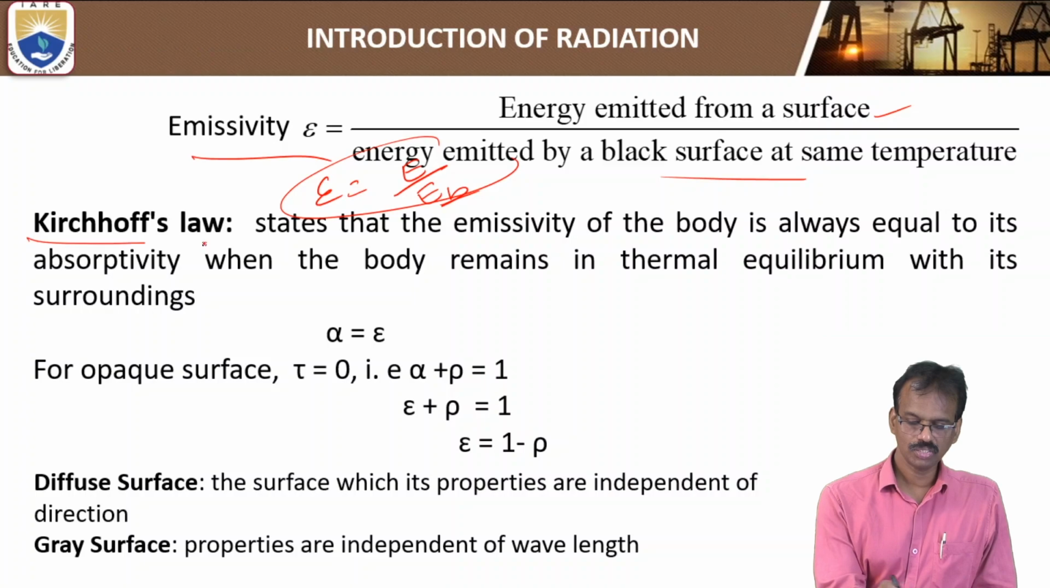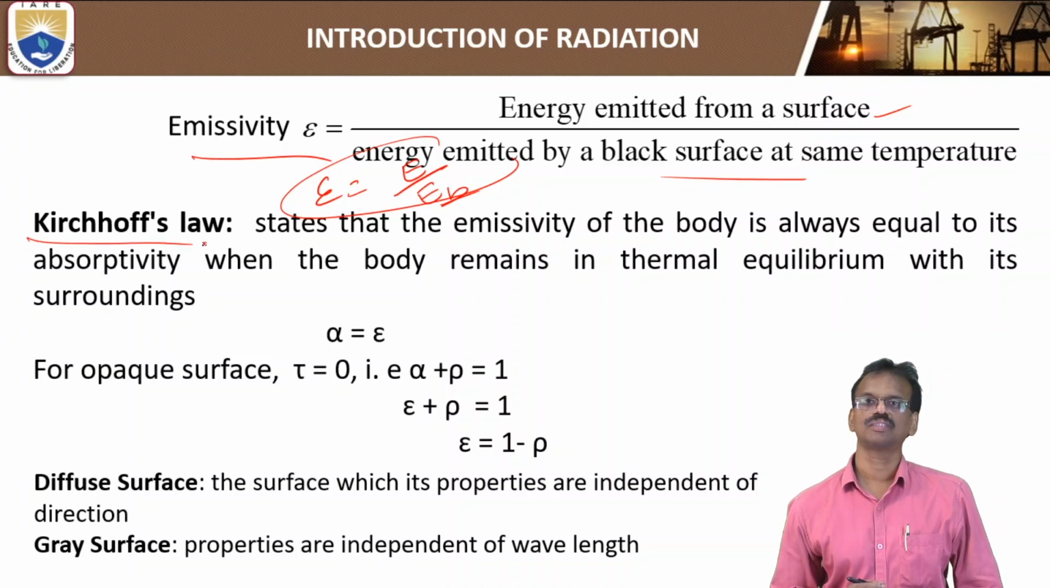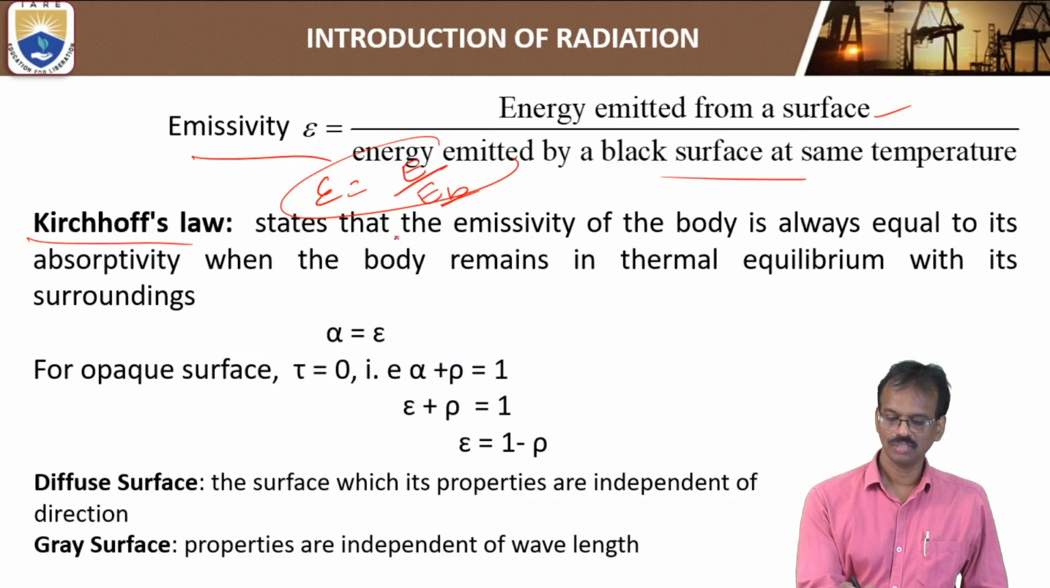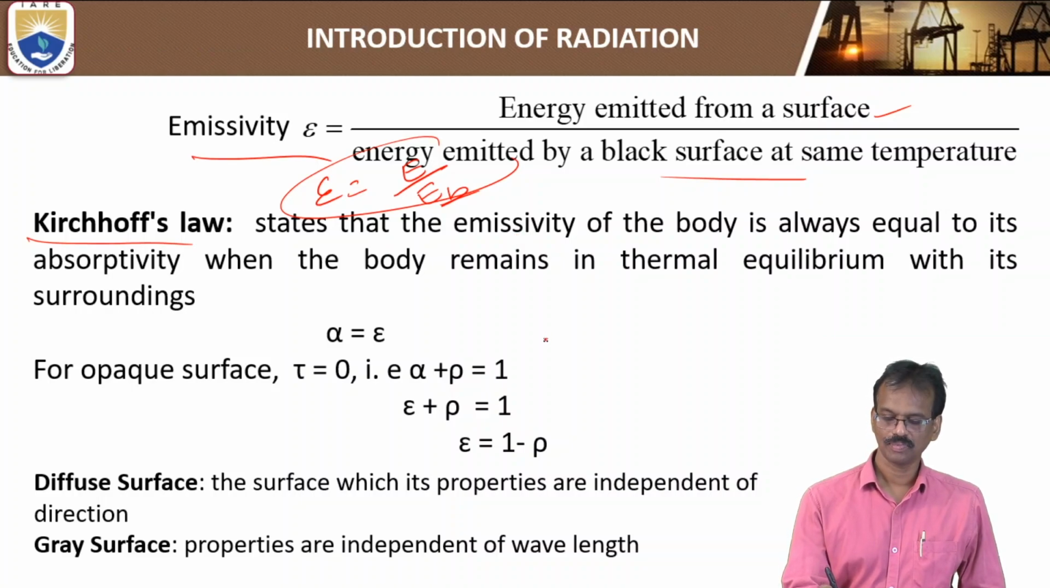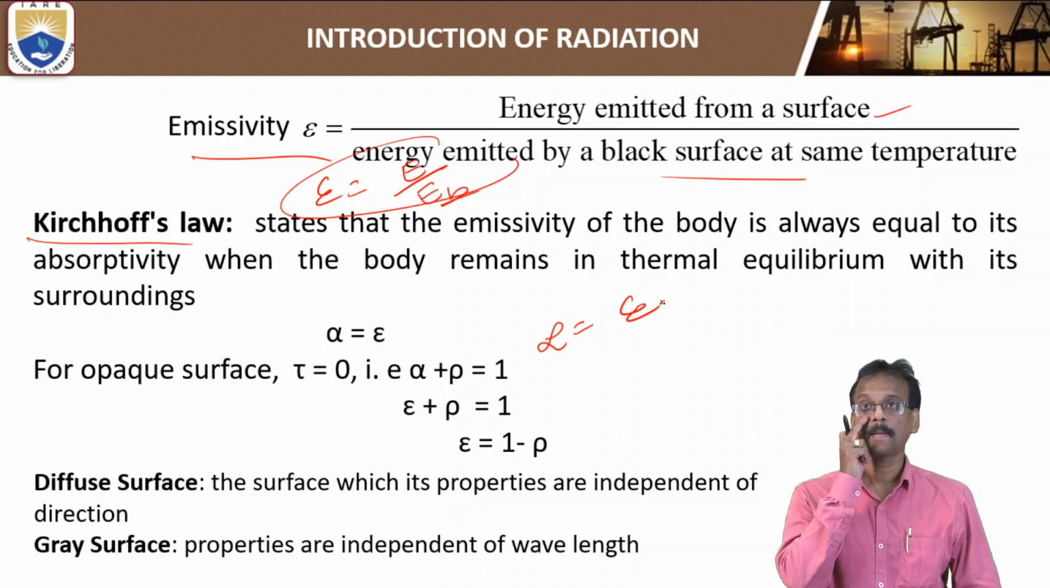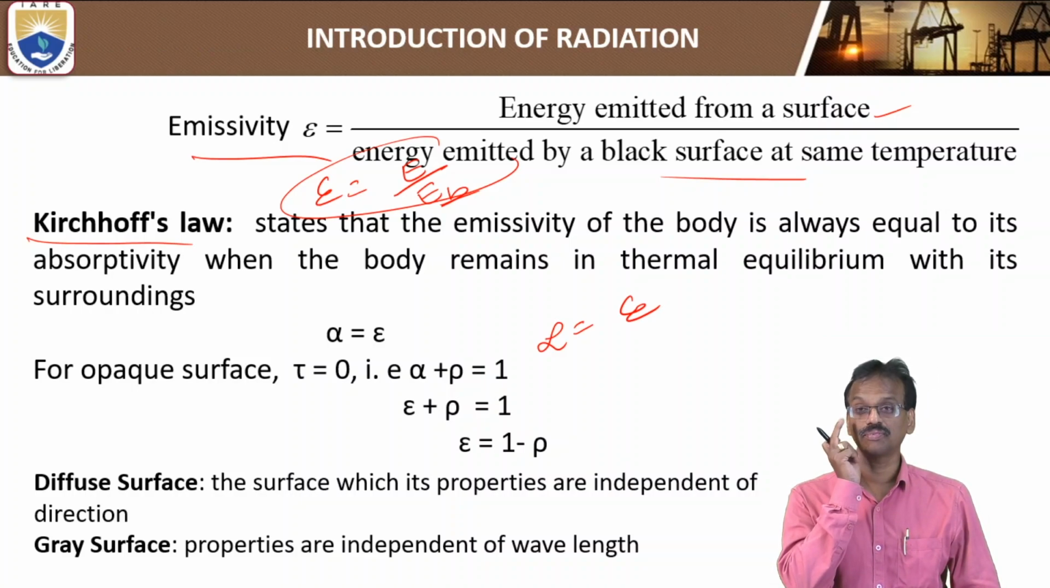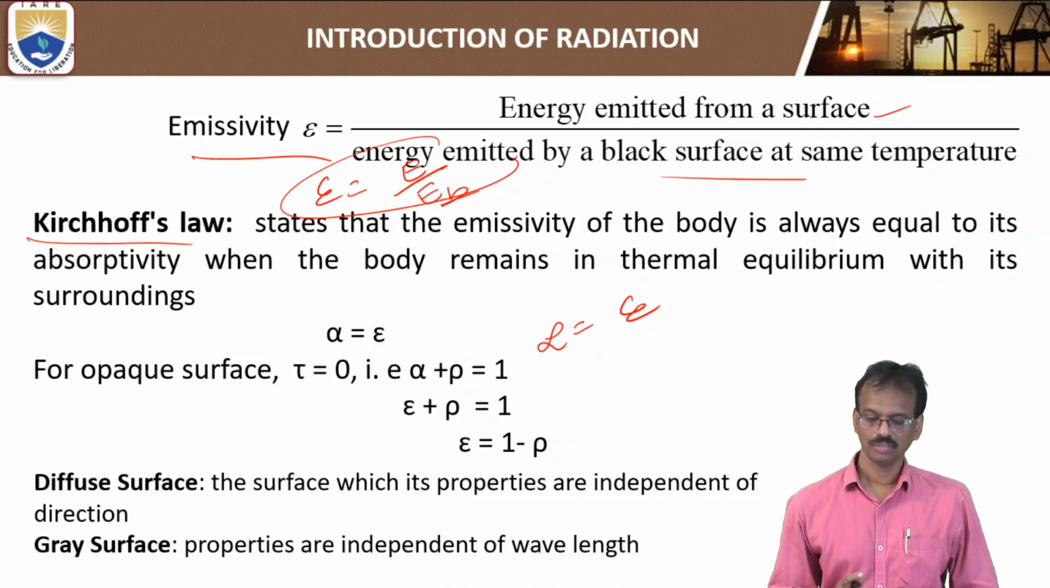Next one is Kirchhoff's law. What is Kirchhoff's law? That is the fourth law. This one is also very important. It says that emissivity is equal to absorptivity. Alpha is equal to epsilon. You have to remember, according to Kirchhoff's law, emissivity is equal to absorptivity.